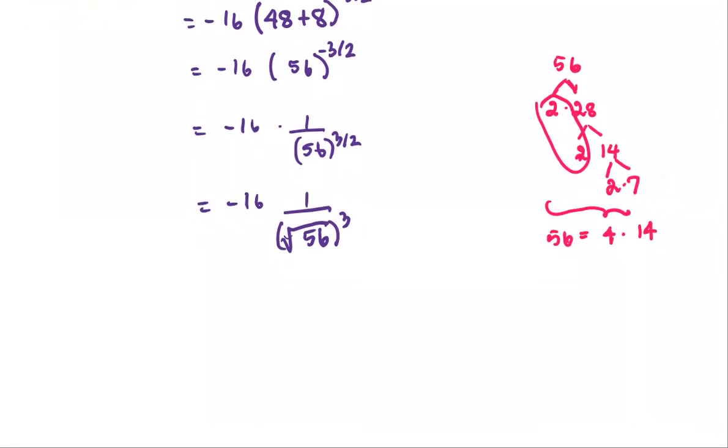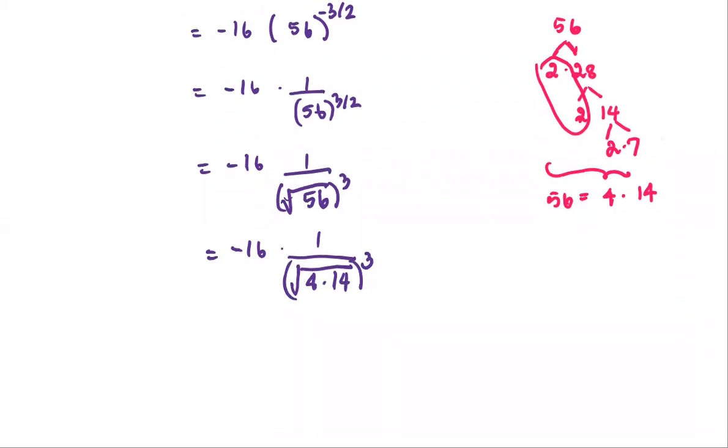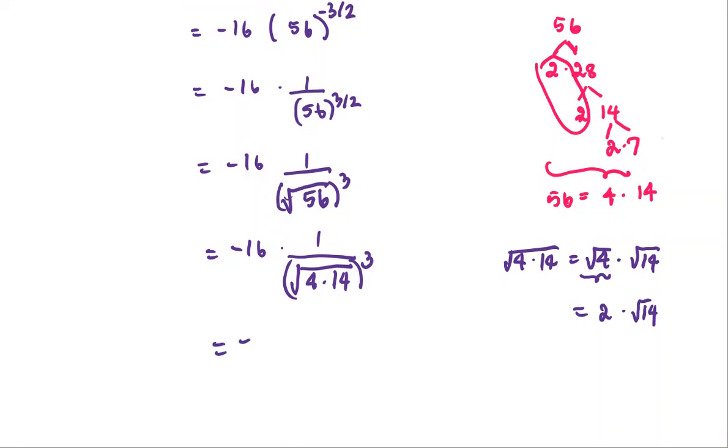And next, we're gonna replace it into the square root of 56, which will be 1 over the square root of 4 times 14, raised to the power 3. Square root of 4 times 14 is the same as square root 4 multiplied by square root 14. Square root 4 is 2. So 2 times square root 14 is the simplified form of square root 56.